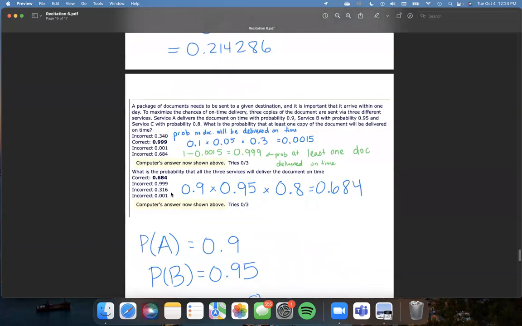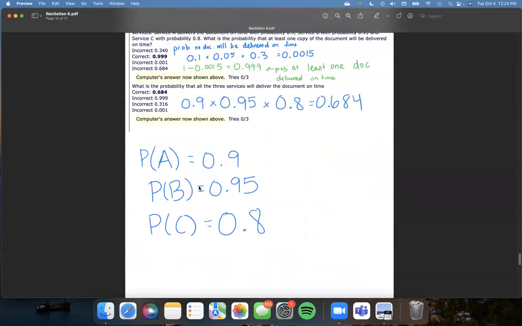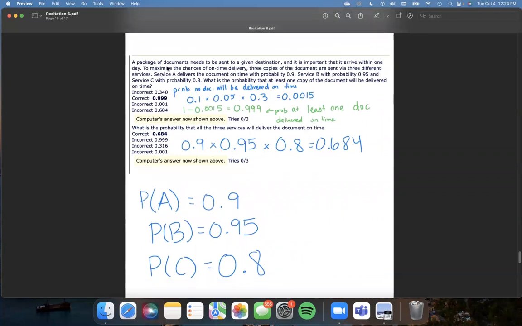All right, next we have a package of documents needs to be sent to a given destination, and it is important that it arrive within 1 day. To maximize the chances of on-time delivery, 3 copies of the document are sent via 3 different services. Service A delivers the document on time with probability 0.9, Service B with probability 0.95, and Service C with probability 0.8. What is the probability that at least 1 copy of the document will be delivered on time?